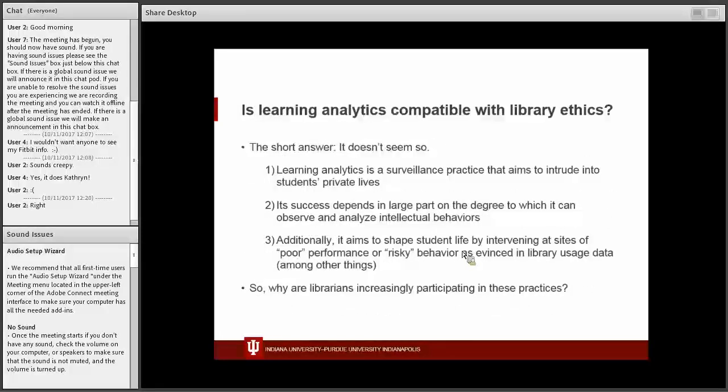So is learning analytics actually compatible with library ethics? And the short answer is that I don't think it is. Learning analytics is a surveillance practice. It aims to intrude in students' private lives. It needs to observe and analyze intellectual behaviors, and it looks to shape student life, to actually get students to act in a certain way by intervening in their life, in their academic life, perhaps even in their social life. So if there are these ethical conflicts, then the question is, why are librarians actually participating?